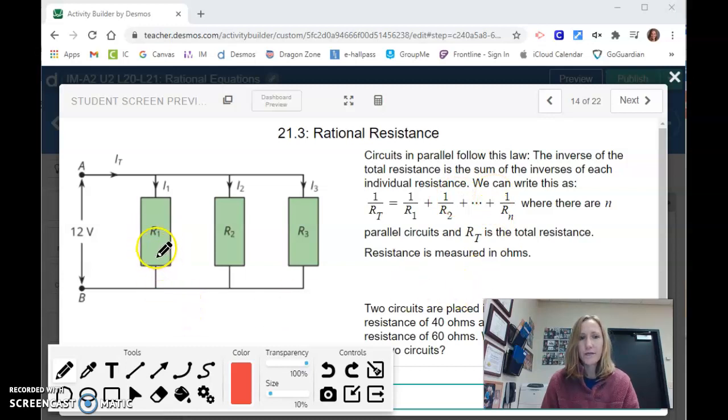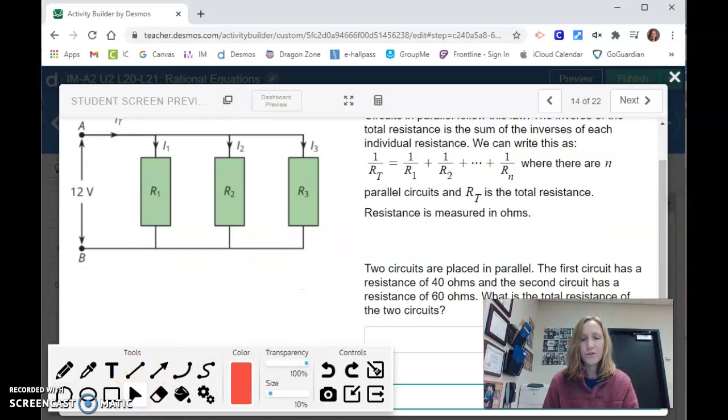So for instance, if we have 1 here, this is R1, so the resistance here shows up here in the formula. Here's R2, this resistance shows up here, and so on to N, where N is the number of parallel circuits that we've set up. So we're asked then to consider this scenario.